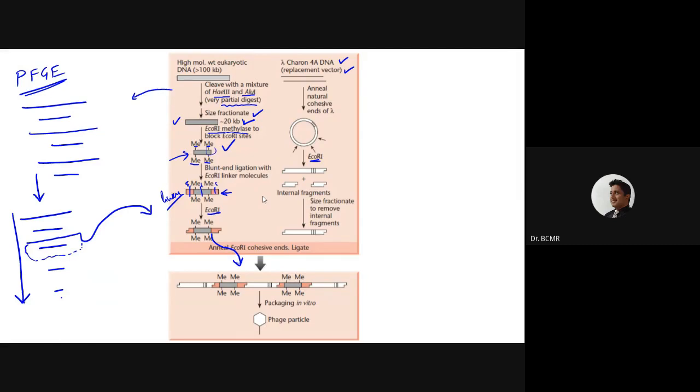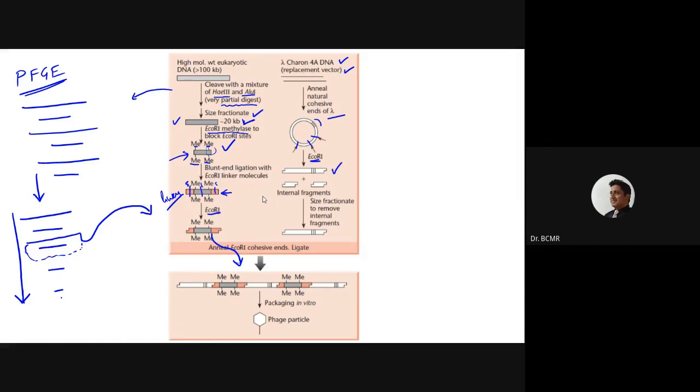Adapters can sometimes be tricky to use. On the lambda vector side, we have the cohesive ends. You can anneal them because the cos sites are here, and now you can treat it with EcoRI. There are 3 EcoRI sites, and now you have a linear part.